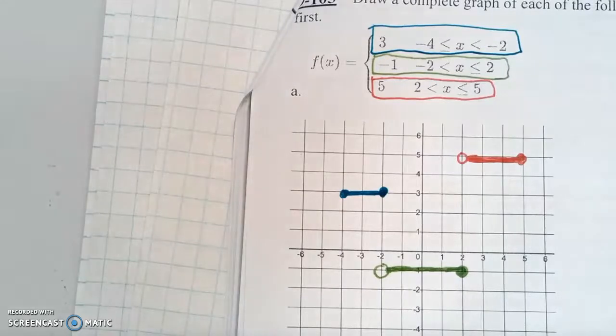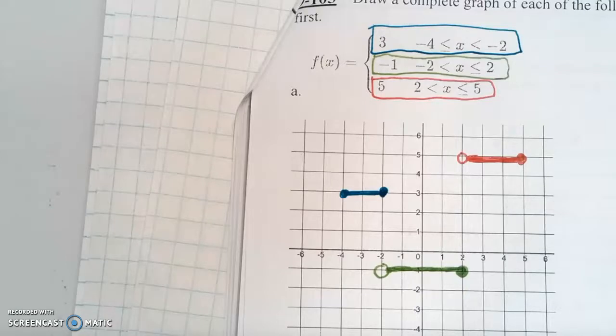All right, so for part A, we have the graph is going to be 3 from -4 until -2. And then the graph is going to be -1 from -2 to +2. And then the graph is going to be 5 from 2 to +5.